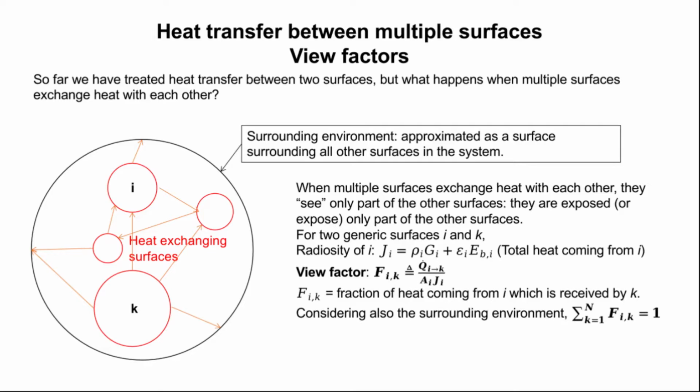As shown in the previous chapter, the heat coming from each surface is that surface's radiosity, which accounts for the emitted radiation and the reflected radiation. To express the heat exchanged between two generic surfaces I and K, we can then introduce the view factor, which is the fraction of heat coming from I which is received by K. Due to its definition, if we consider also the surrounding environment, the summation of all the view factors is 1 for each surface.